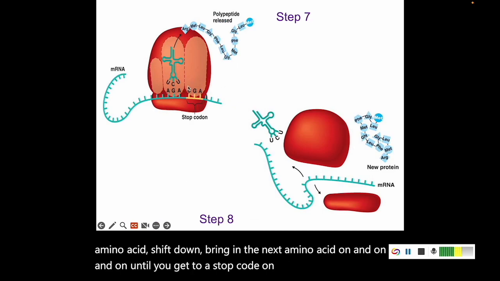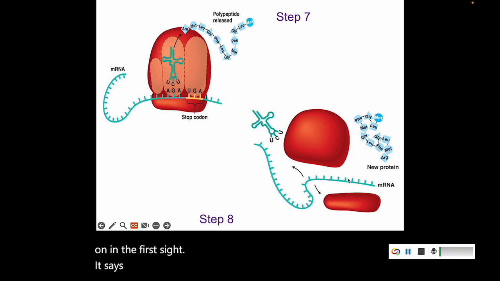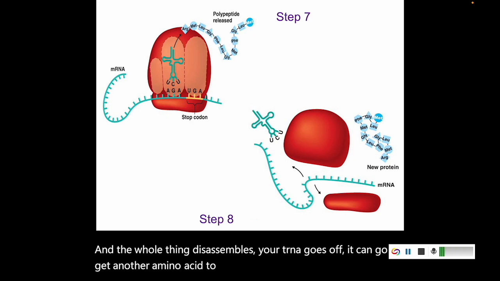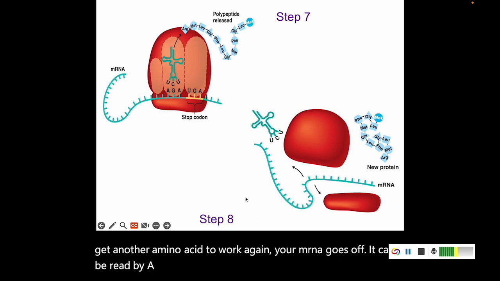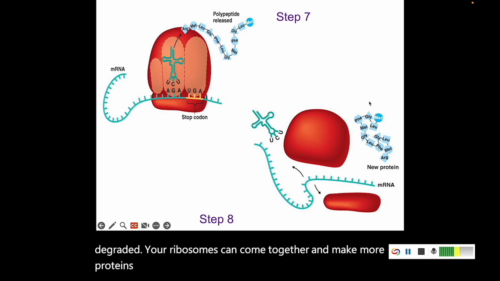When you have a stop codon in the first site, it says, all done. And the whole thing disassembles. Your tRNA goes off. It can go get another amino acid to work again. Your mRNA goes off. It can be read by a ribosome again to make more proteins until it's degraded. Your ribosomes can come together and make more proteins. And this newly assembled amino acid chain can fold up and become a functional protein.